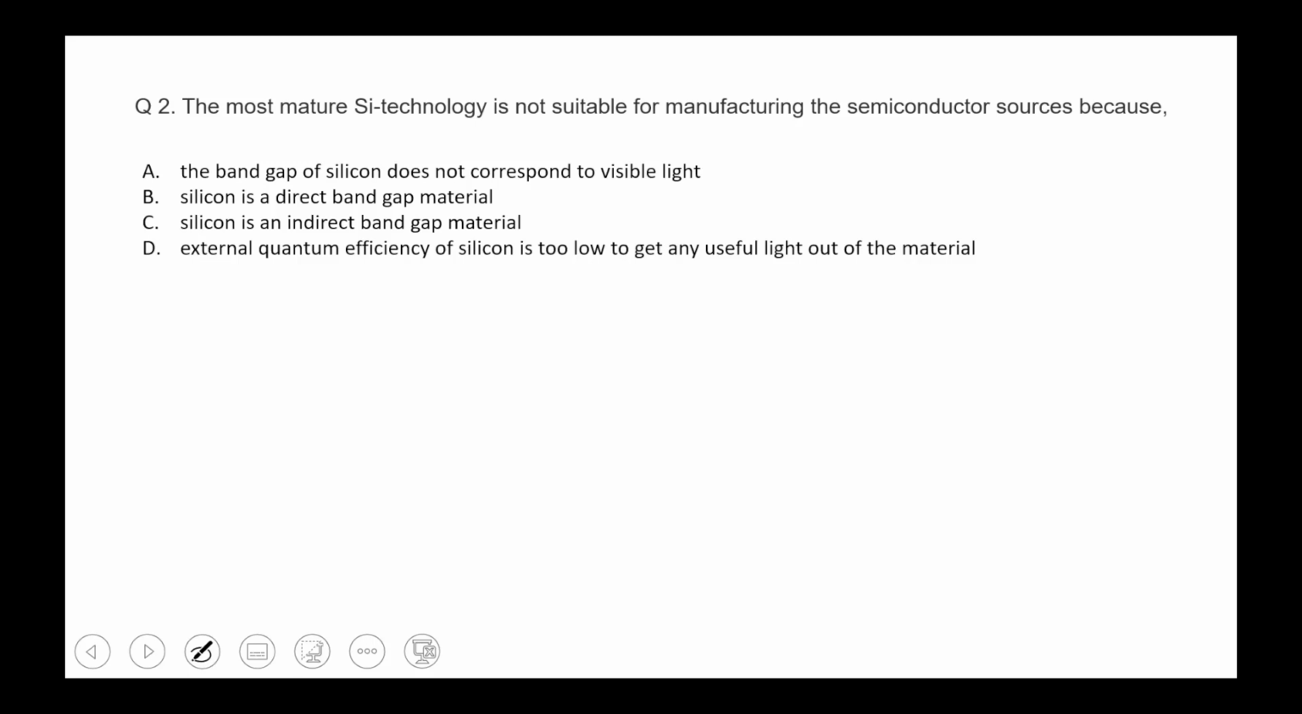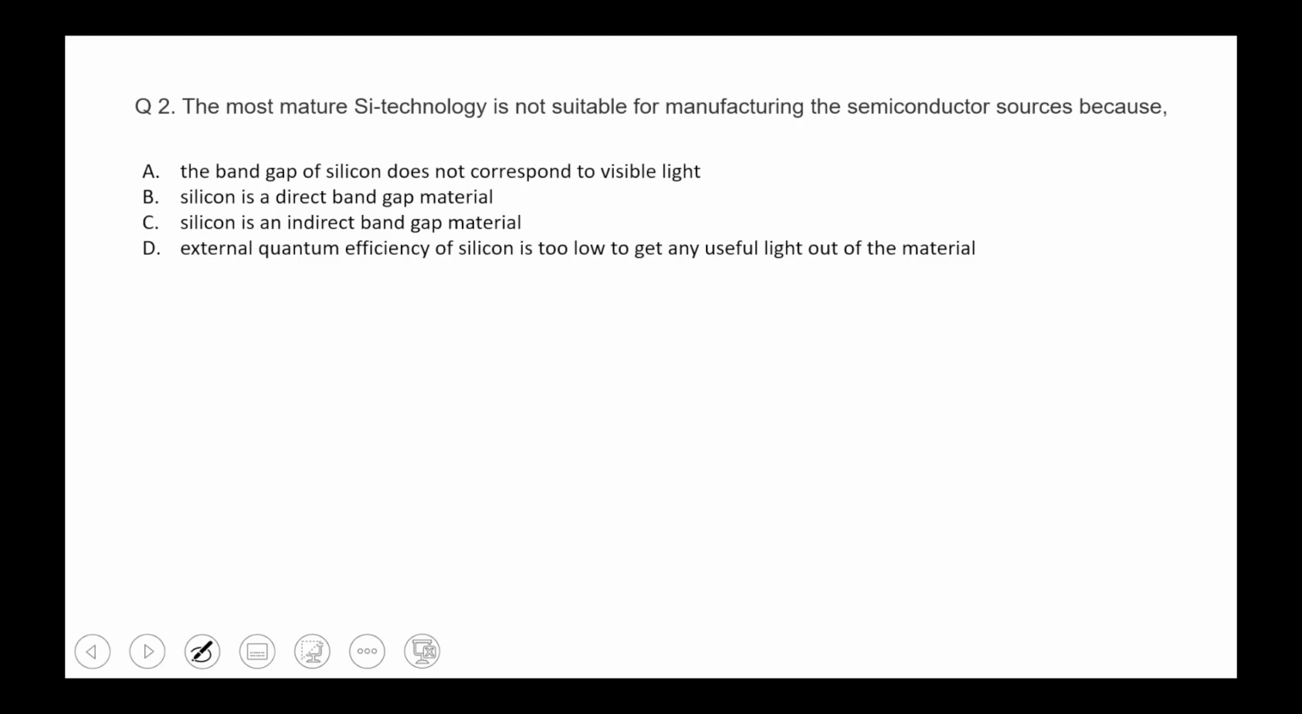Because there will be no conservation of momentum in the indirect band gap material, so electron hole recombination will not be possible. There is a momentum mismatch. And in the direct band gap semiconductor, momentum is conserved, momentum and energy are conserved.